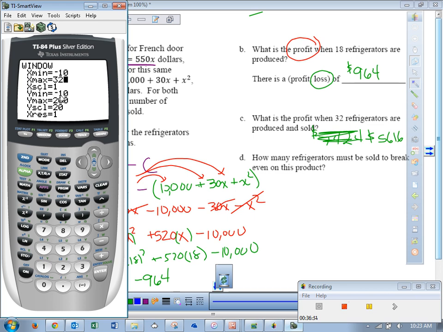I don't really care about how high it goes because we don't care about finding the max. We care about finding the x-intercept. So let's just graph this guy and see what it looks like. Can I see where that puppy crosses the x-axis at? Let's calculate the x-intercept. Second, calculate option 2. I need to go left bound, so I got to find my cursor.